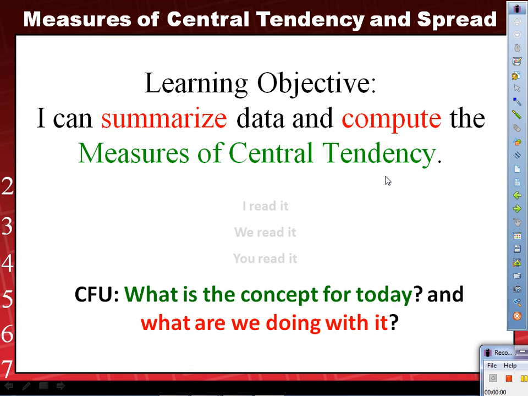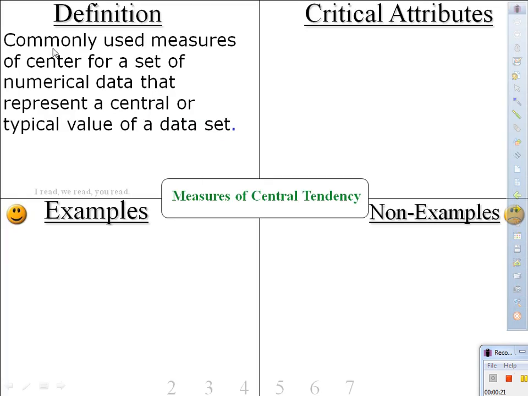So what are measures of central tendency? Well, measures of central tendency are commonly used measures of center for a set of numerical data that represent a central or typical value of a set of data. Once again, measures of central tendency are commonly used measures of center for a set of numerical data that represent a central or typical value of a data set.